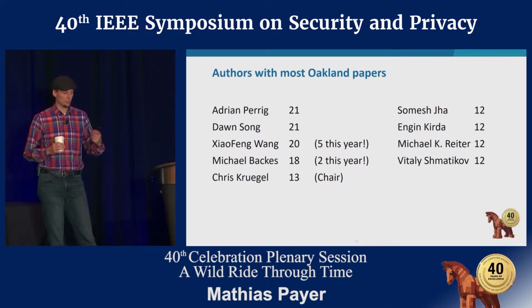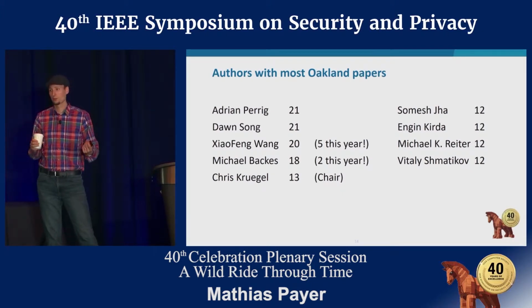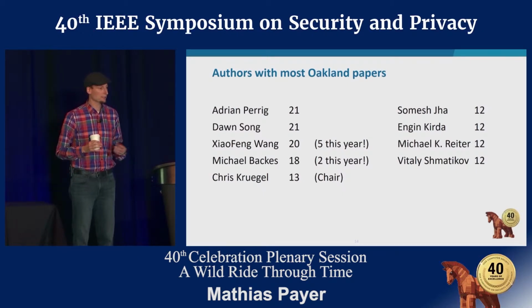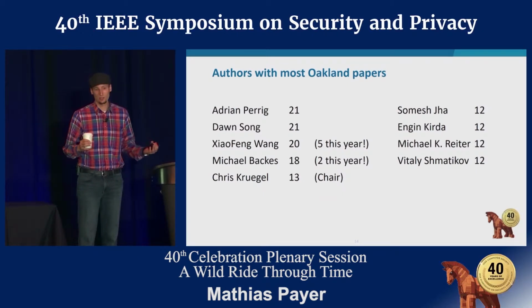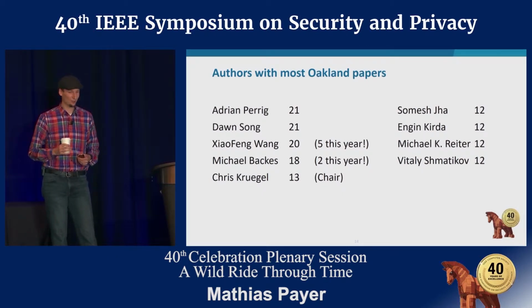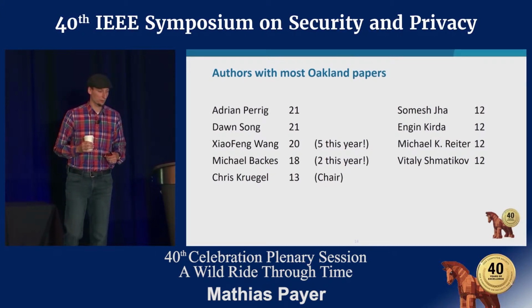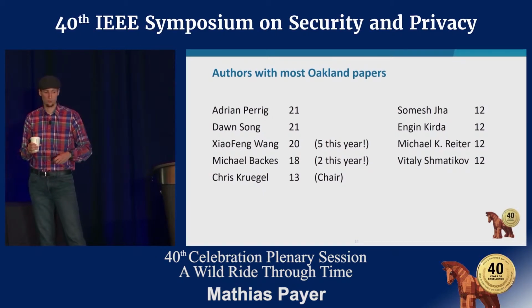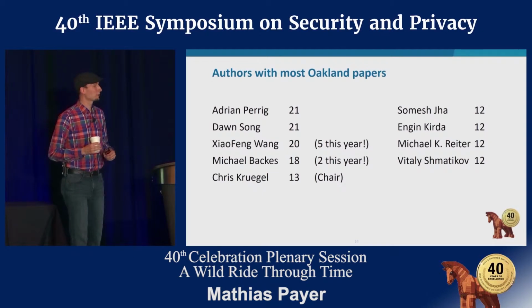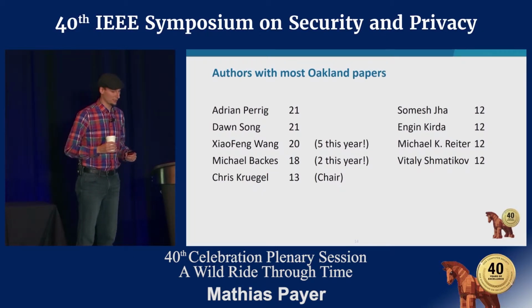Michael Backes has 18 papers, Chris 13, which was kind of an unlucky circumstance because he was the chair, so he couldn't submit. Now we'll have to see how he can catch up for next year now that he has passed the baton on. And there's a cluster of 4 authors, Somesh, Engin, Mike, and Vitaly, with 12 papers each, which is amazing, right? It's an amazing feat to get so many Oakland papers accepted.